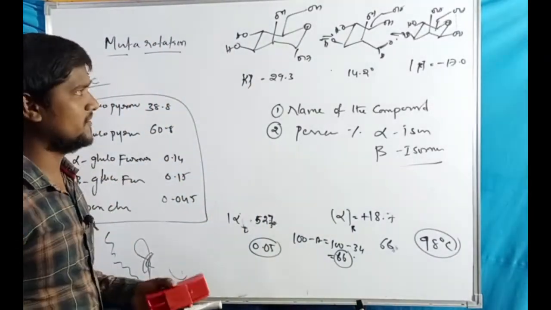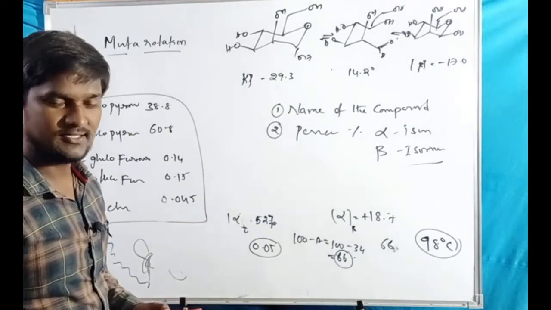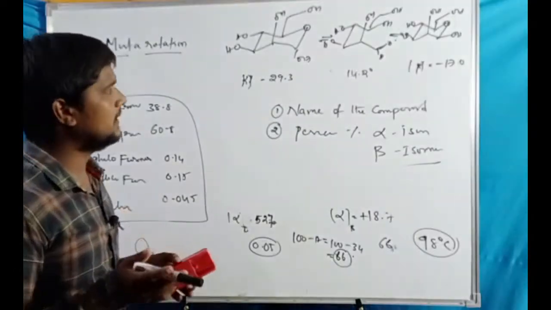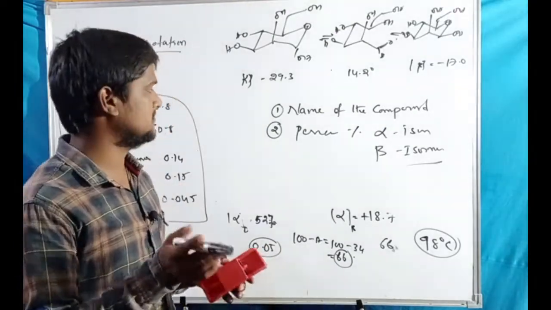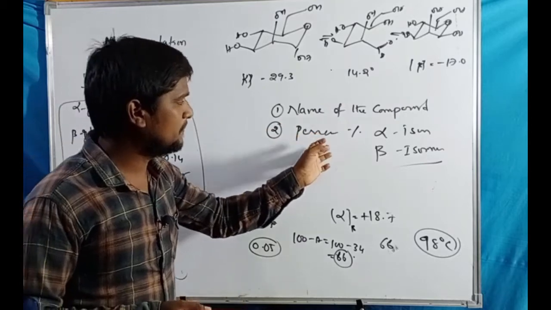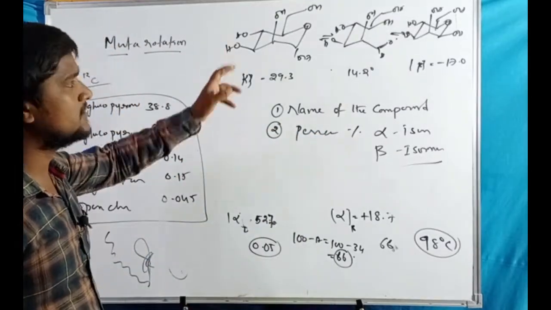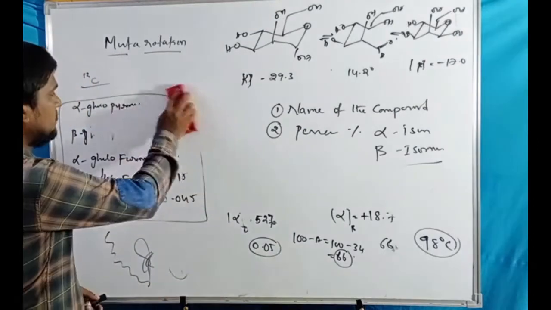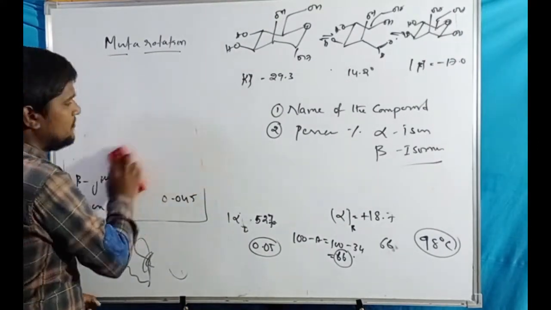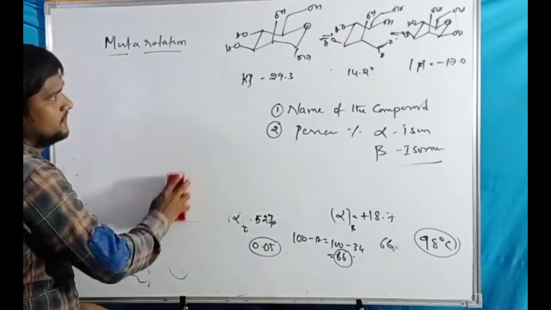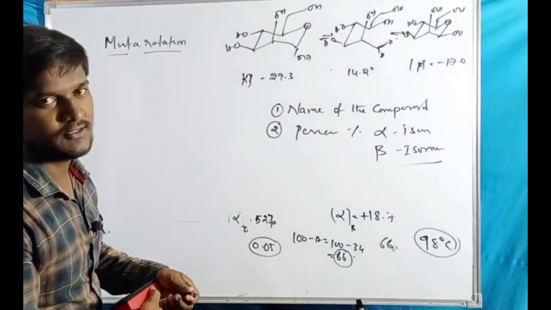Now let us continue our lectures on biomolecules, in particular the carbohydrates, part number 9. In the previous video, I had suggested two questions. One is the name of the compound and the percentage of alpha and beta isomer of the given structure. Now we need the structure of the compound. If you don't know the structure, then please watch my previous videos, those on the conversion of cyclic chain structures to the Haworth and Emil Fischer models.